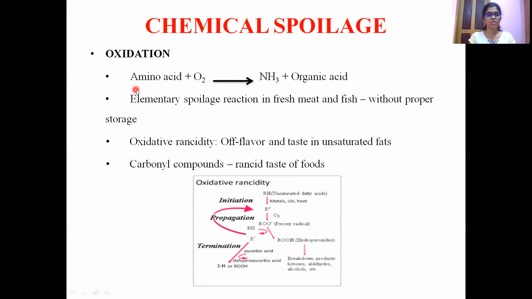Another reaction takes place in meat and meat products, where the amino acids or the protein present in the meat come into contact with oxygen, that is, oxidation takes place in meat. It leads to the formation of ammonia and other organic acids, and this is the elementary reason for spoilage in fresh meat and fish when they are kept without proper storage.